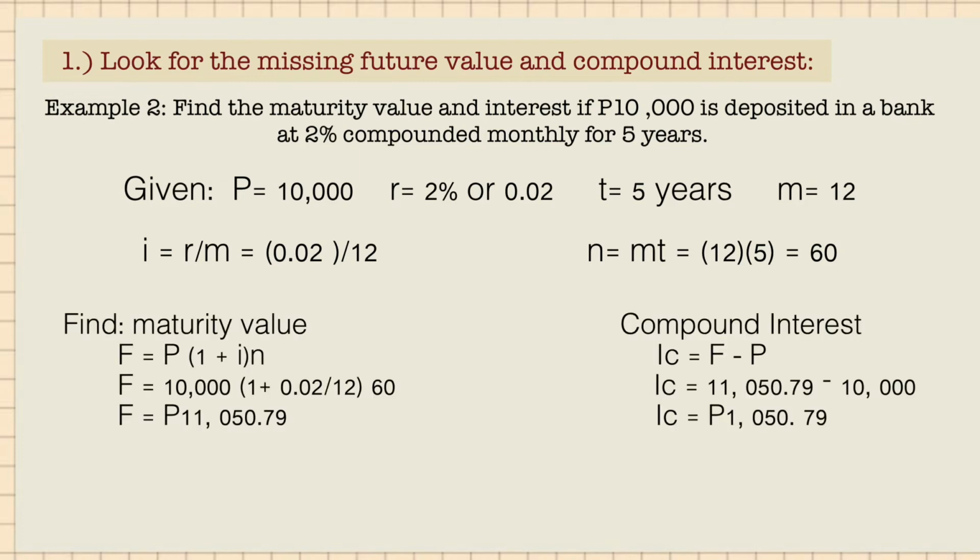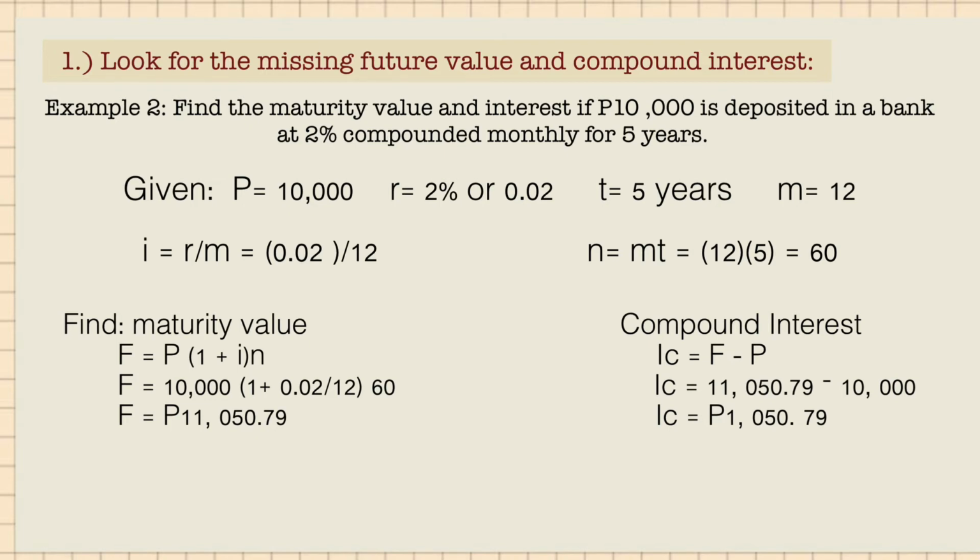So we're supposed to find the maturity value. We will use the formula F is equal to P multiplied by open parenthesis 1 plus I, close parenthesis to the N. So using the given numbers, we now have 10,000 multiplied by open parenthesis 1 plus 0.02 over 12 close parenthesis raised to the power of 60, in which we get the answer F is equal to 11,050.79 pesos.